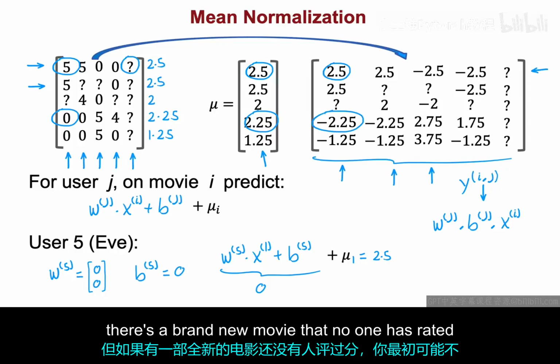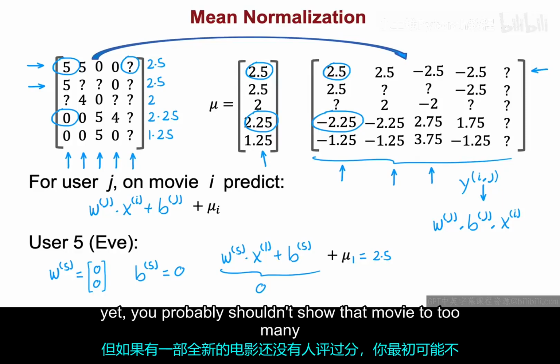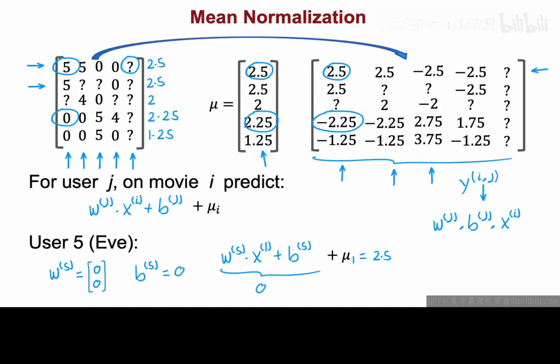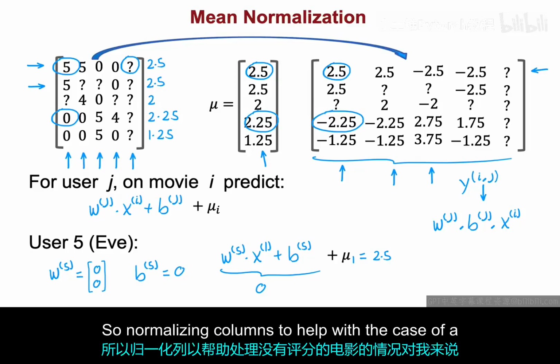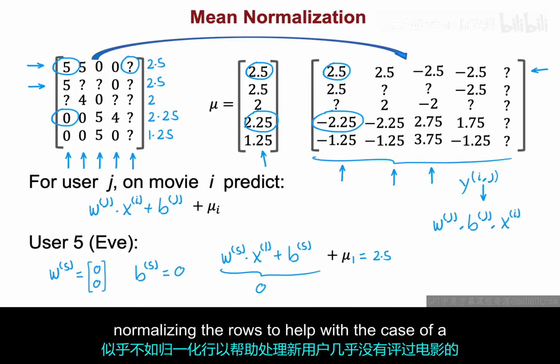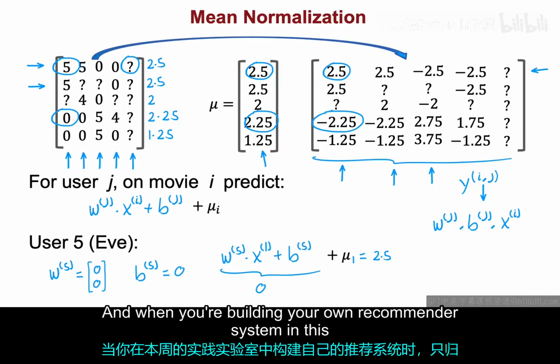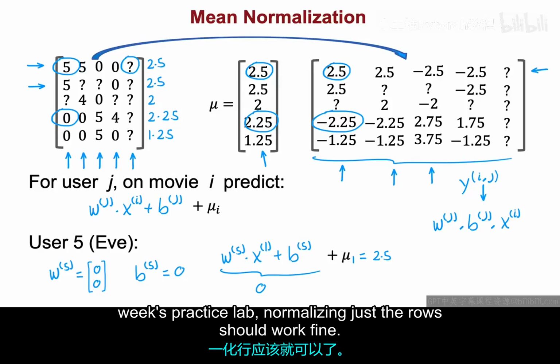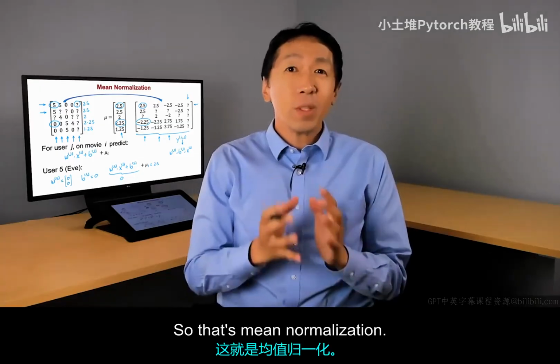But if there's a brand new movie that no one has rated yet, you probably shouldn't show that movie to too many users initially because you don't know that much about that movie. So normalizing columns to help with the case of a movie with no ratings seems less important to me than normalizing the rows to help with the case of a new user that's hardly rated any movies yet. And when you are building your own recommender system, in this week's practice lab, normalizing just the rows should work fine. So that's mean normalization.